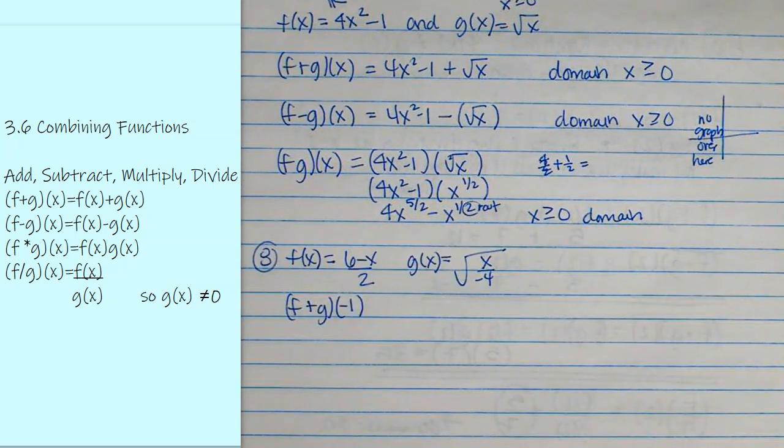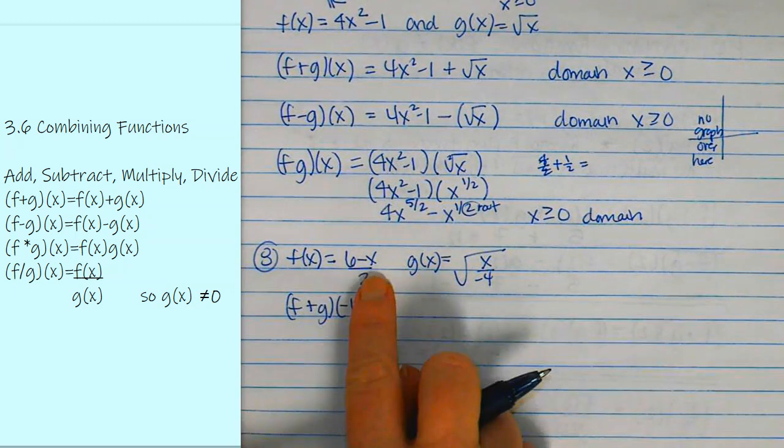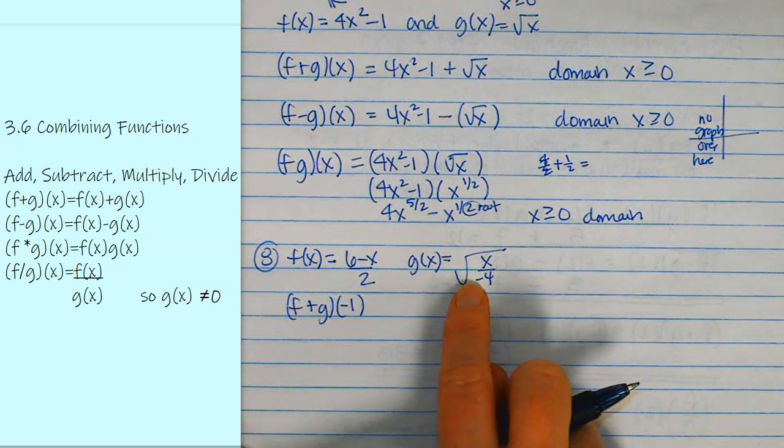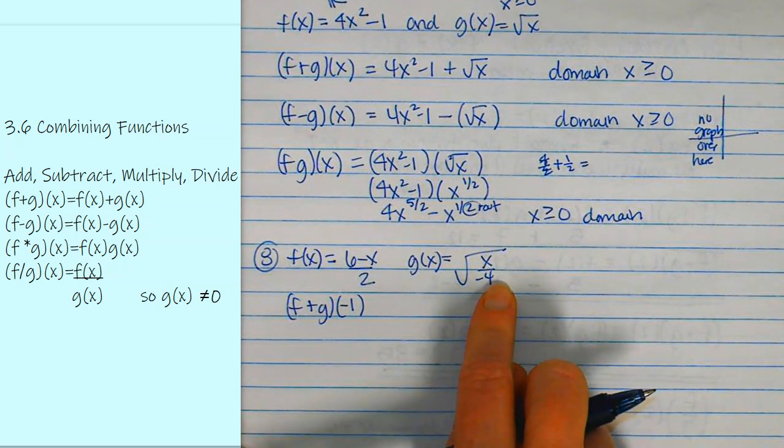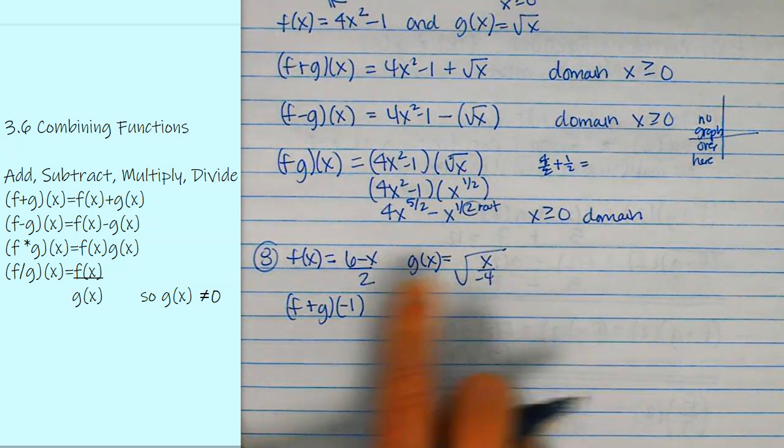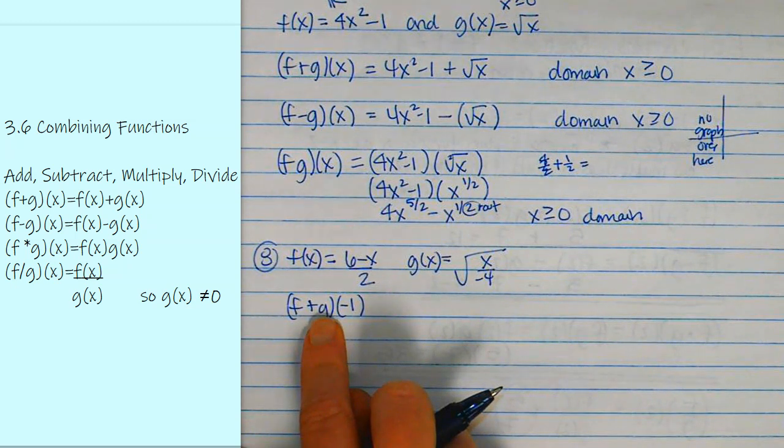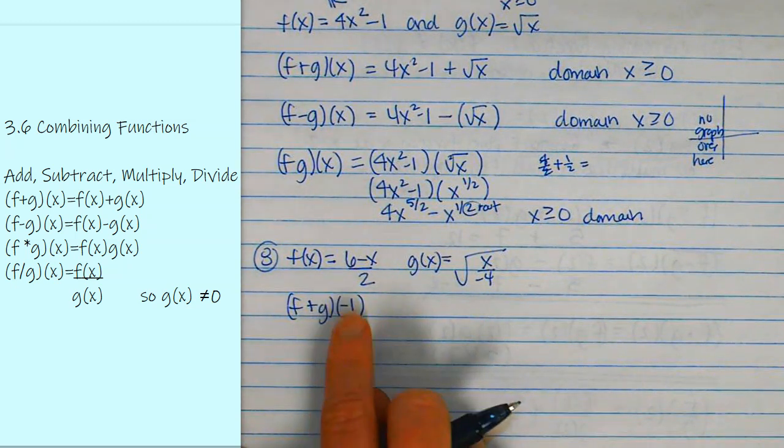In order to help you understand what you're doing for your homework, I've got an example written down in each section. So number 8 says, here's a function f. It's 6 minus x over 2. G of x is the square root of x over negative 4. And they want you to evaluate adding it, subtracting it, and multiplying, dividing at x equals negative 1.